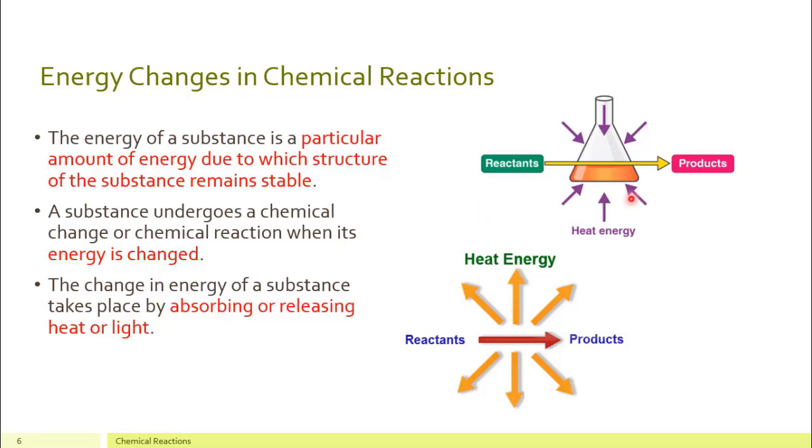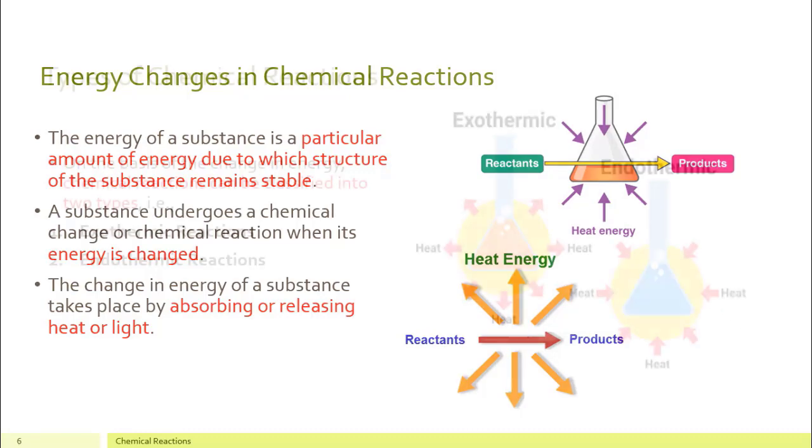Here you can see in this picture that reactants react together to form products, and in this case heat energy is absorbed. And in this picture you can see that reactants react together to form products. Here we have a chemical reaction, and in this reaction heat is releasing, which means the energy change can be of two types. Energy can be absorbed or energy can be released.